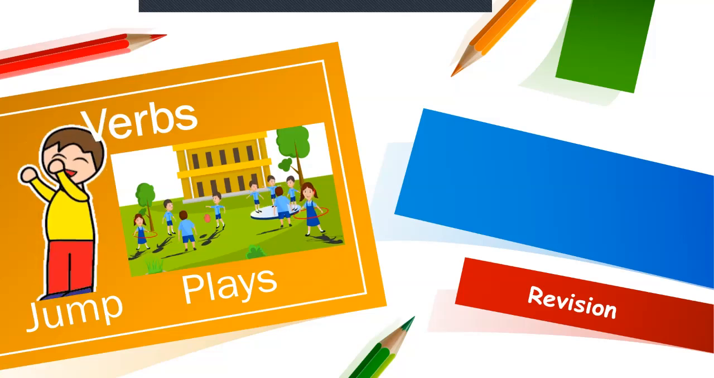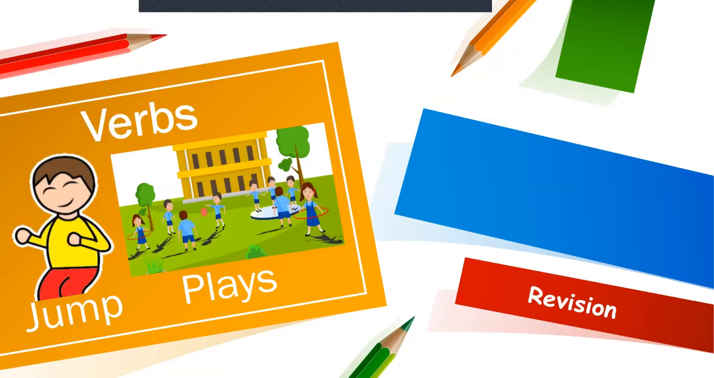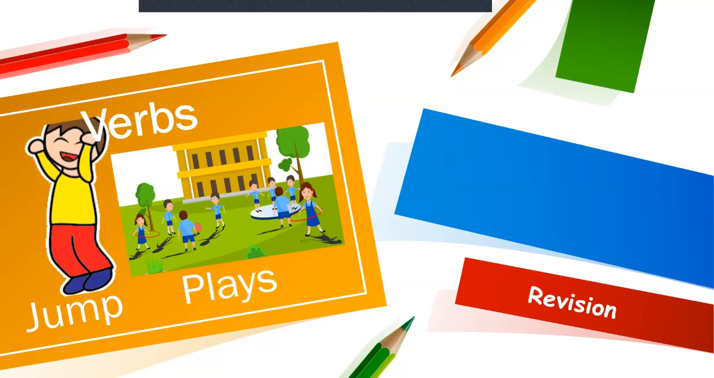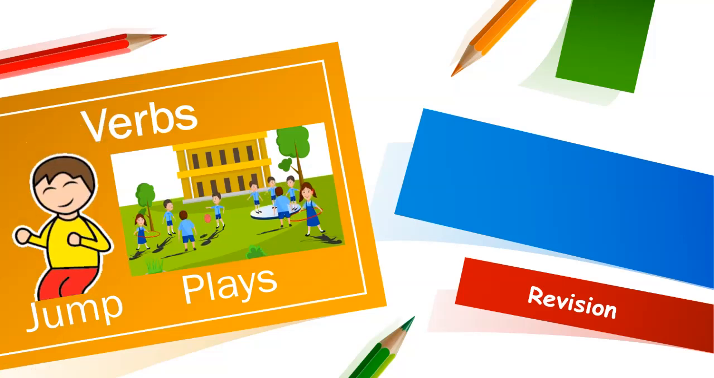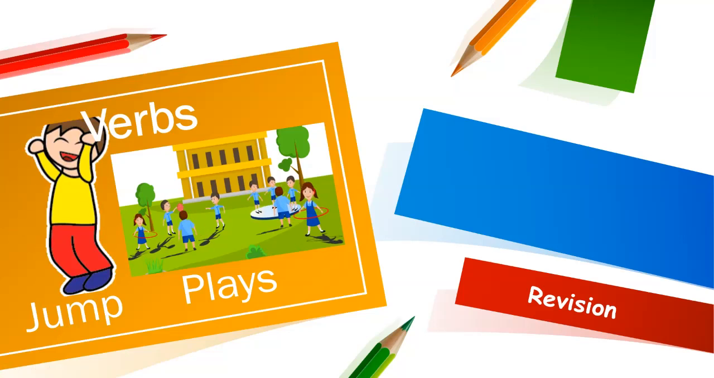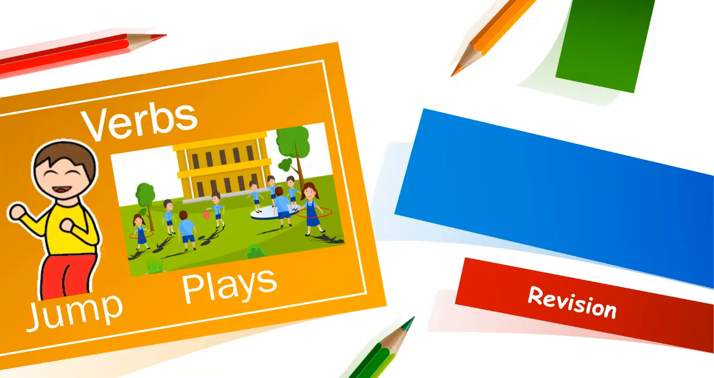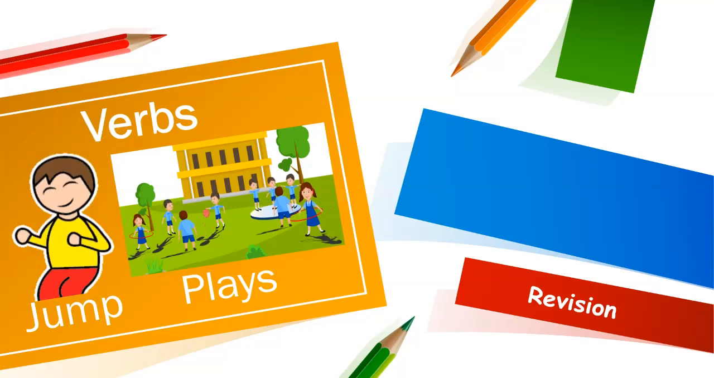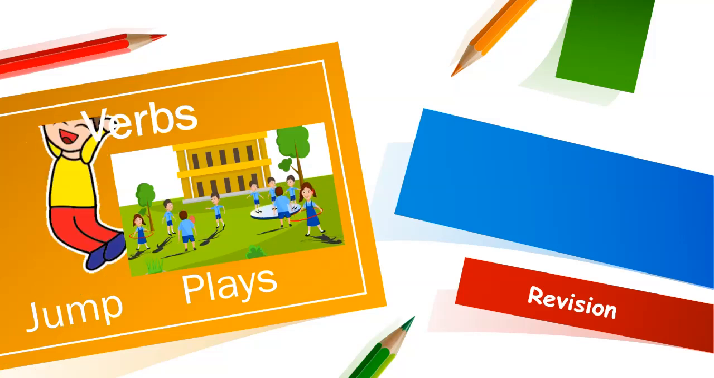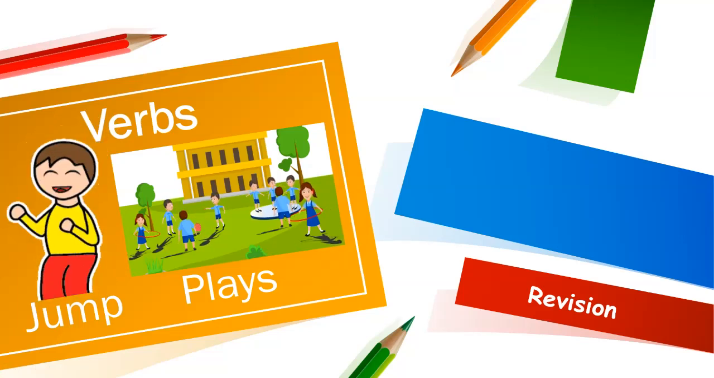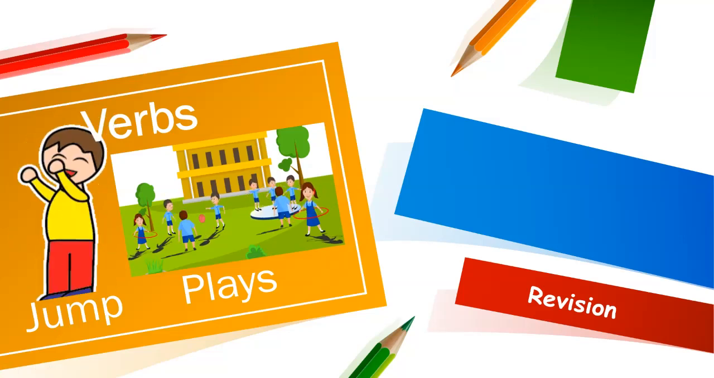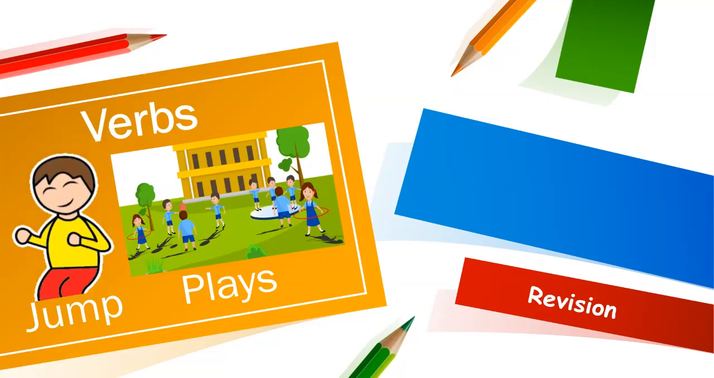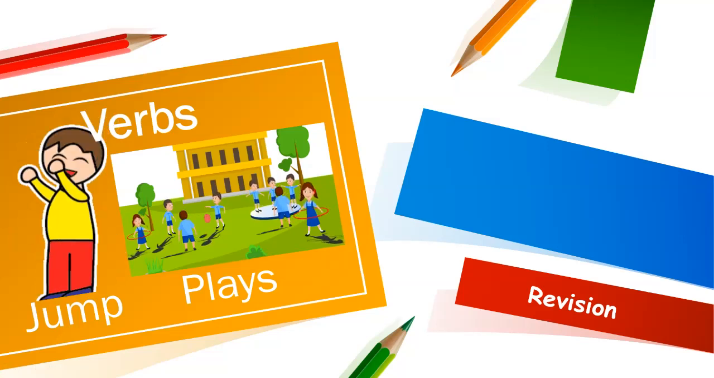What do you see in this picture? Yes, the boy is jumping. The children are playing. They are doing something, right, children? And what are the doing words called? They are called verbs. Excellent, children. You remember everything that we have taught you. Excellent. So jump and plays are doing words. They are called verbs.